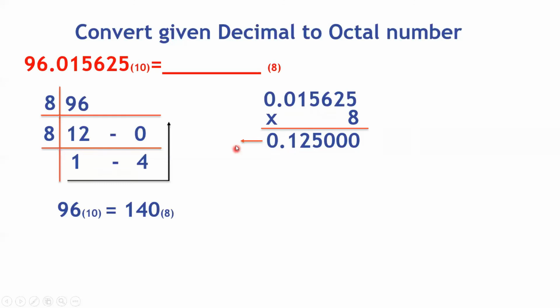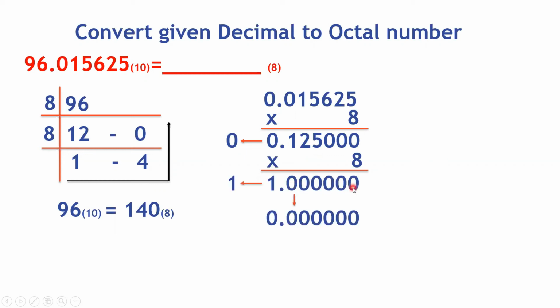Again, the same procedure: the 0 needs to be kept outside. Again, we will multiply this by 8. So 8 zeros are 0, 8 zeros are 0, 8 fives are 40, so 0 and then 4. 8 2s are 16, 16 plus 4 is 20. So 0 and then 2, 8 plus 2 is 10. So the final answer will be 1, 0, 0, 0, 0, 0. Again, we have to keep 1 outside, and then the remaining answer is 0.0000.